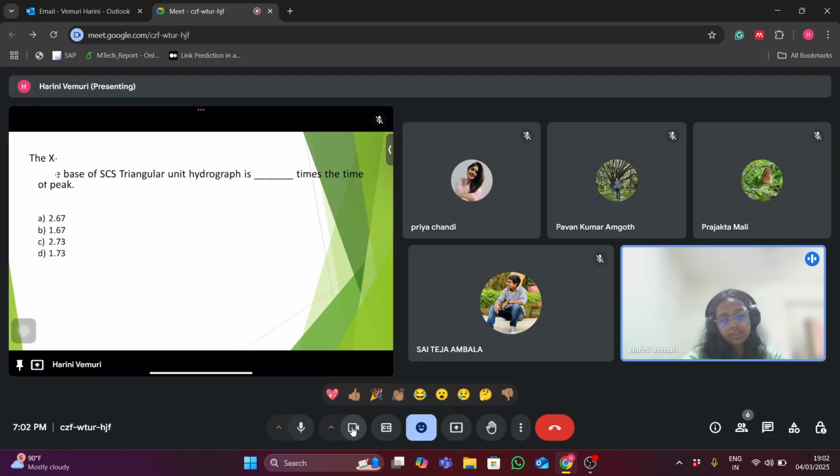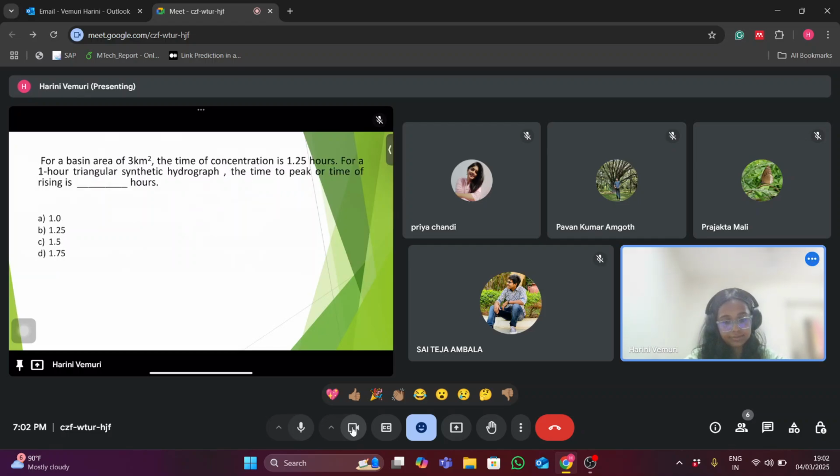Okay, so the next question is, the time base of SCS triangular method is dash times the time to peak. So as you might remember, earlier I have mentioned that the time base of the SCS triangular unit hydrograph is equal to 2.67 times the time of peak. Okay, so the answer is option A.